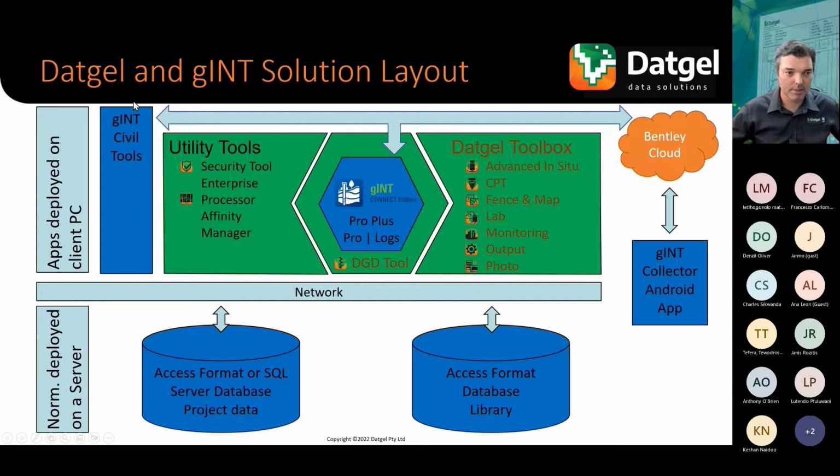Okay, so we've got gINT, the main gINT program up here in the middle. gINT Civil Tools is a second installation. It's essentially somewhat like MicroStation, or uses the MicroStation engine. It allows you to do 2D and 3D CAD and mapping. Then we have the gINT collector over here on the left, and the gINT databases, the library and the project database, often sit on servers, be it a file server or a database server.